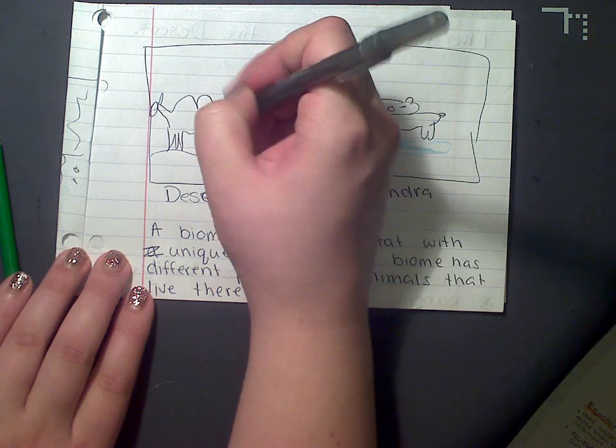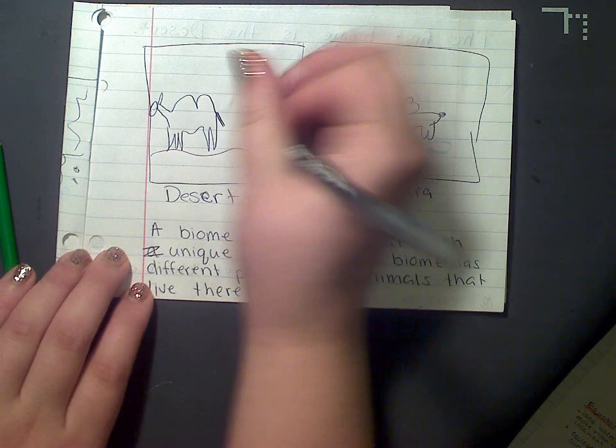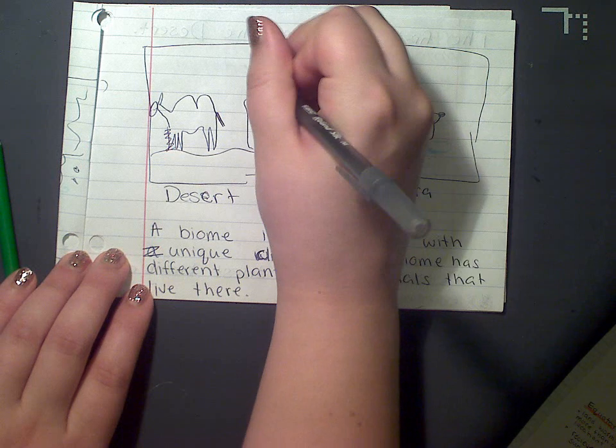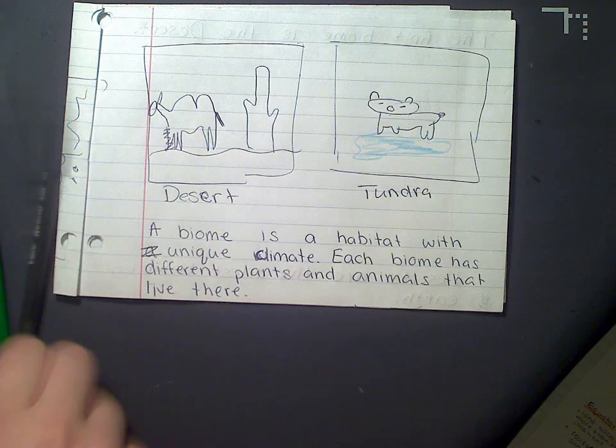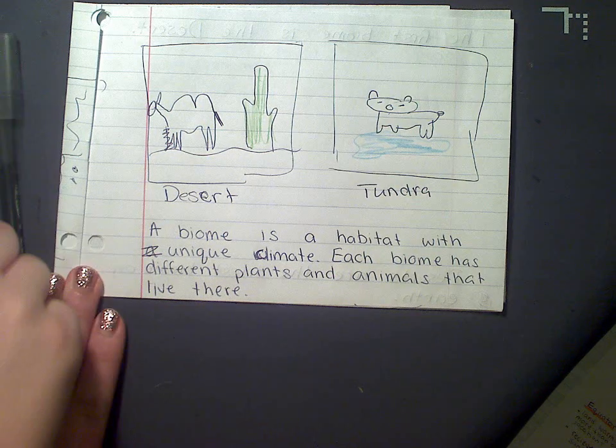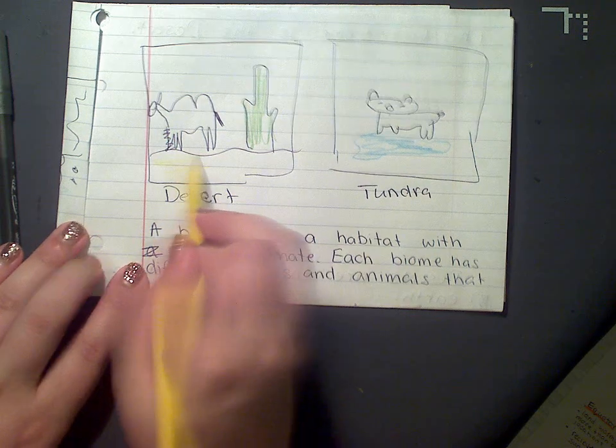And my camel has 5 legs. Oh well. Just get rid of one of those. But you can see that these are really quick sketches. I want some colors because I know I want this to be a green cactus. And I want this to be yellow.